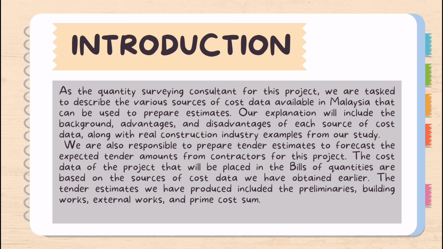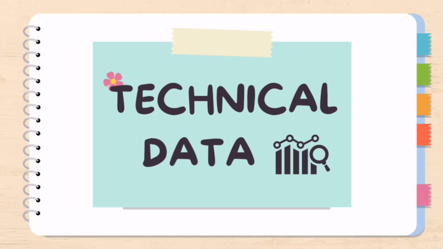We are also responsible to prepare tender estimates to forecast the expected tender amounts from contractors for this project. The cost data of the project that we placed in the bills of quantities are based on the sources of cost data we have obtained earlier. The tender estimates we have produced included the preliminaries, building works, external works, and prime cost sum. There are 5 types of sources of cost data. The first one is the technical data.